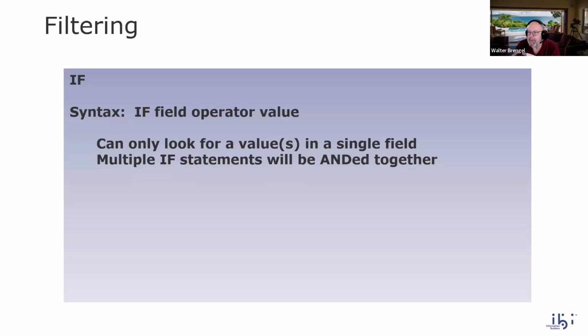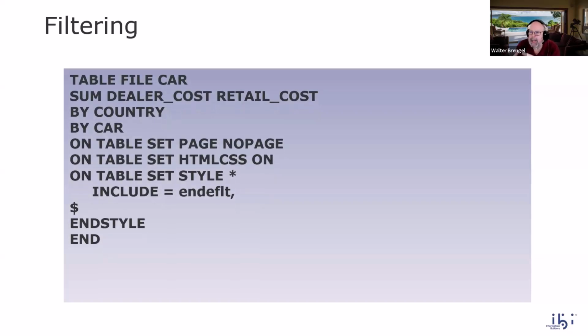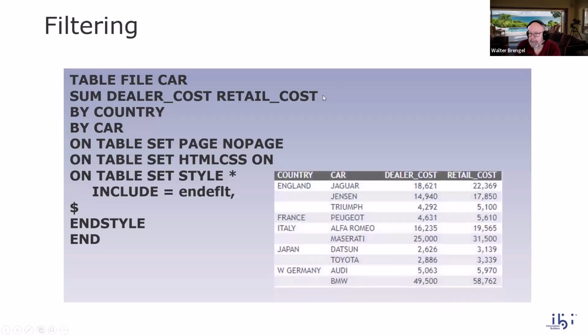Multiple if statements will be ANDed together. So if I have if country equals England, if car equals Jaguar, then it would be as if you wrote country equals England and car equals Jaguar. So in this example, table file car, sum dealer cost, retail cost by country by car. The rest of it is basically just styling. Our output looks like so. So there's no where, there's no if, we get all the records back.